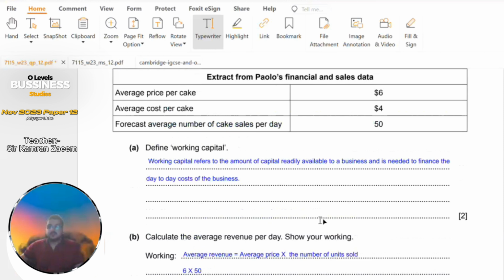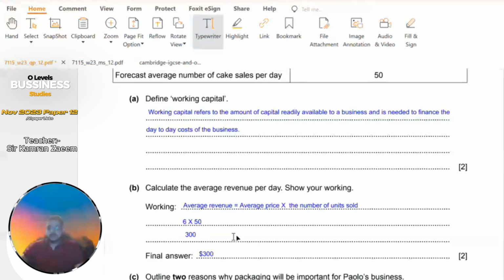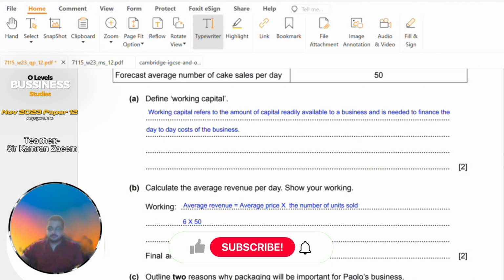So the average price that he plans to charge is $6 per cake, and he expects to sell 50 cakes per day, 50 cakes in one day. So that is his number of units sold, right? So 6 times 50, right? That will give us 300. So that is $300 should be the average revenue.